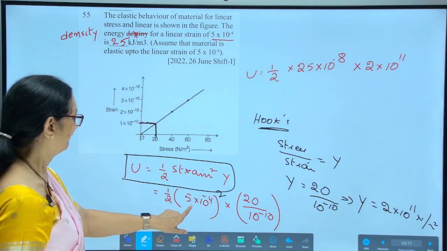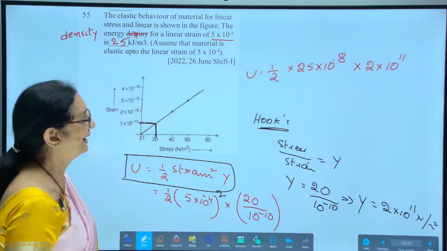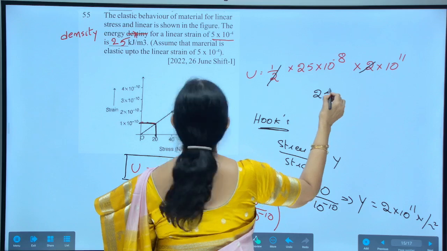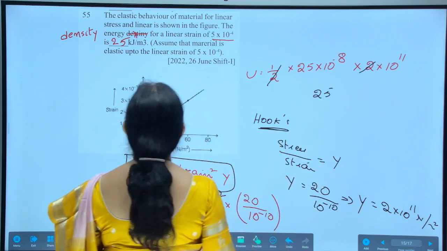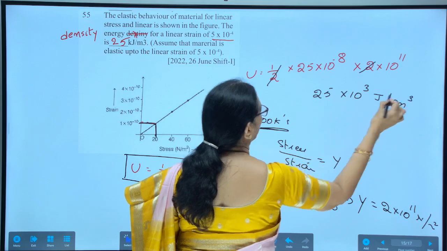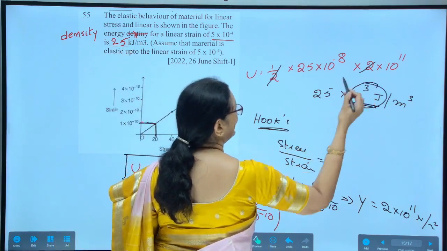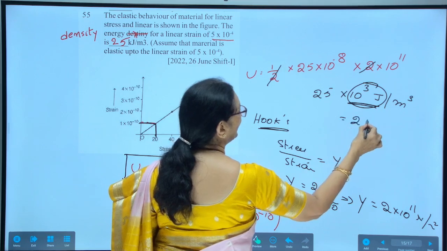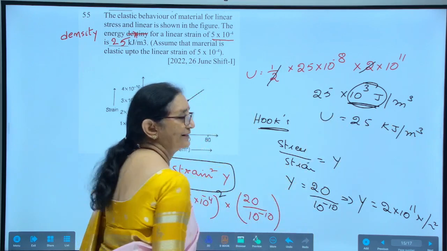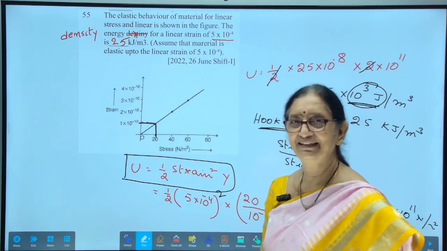It is half, 5 into 10 to the power of minus 4 square, 25 into 10 power minus 8. Young's modulus is 2 into 10 power 11. 2 and 2 get cancelled. This is 25 into 10 to the power of 3 joule per meter cube. But it is given in kilojoule per meter cube. 10 power 3 is kilo, so it is 25 kilojoule per meter cube. So that is the answer. U is equal to 25 kilojoule per meter cube. Is it all right? Move on to the next problem.